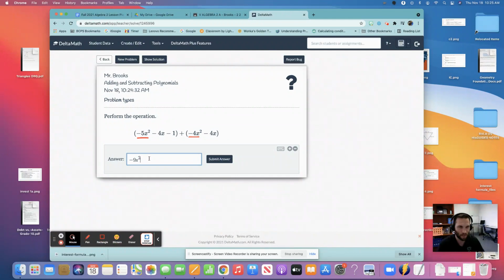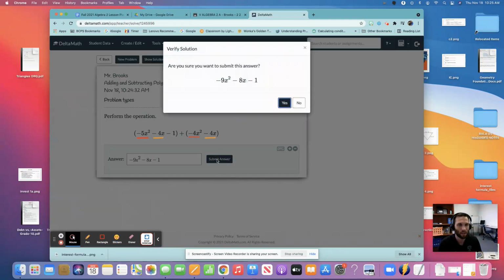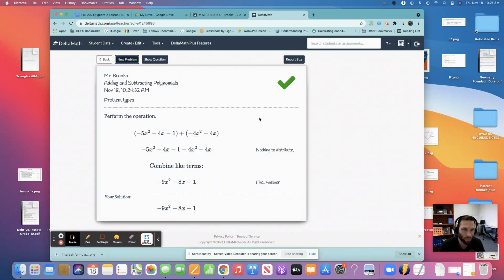Notice that the exponent does not change, okay? When you add and subtract, you don't change the exponents. When you multiply, you change the exponents. The next one is going to be negative 4x and negative 4x, okay? And this is negative 8x, and the exponent does not change. And then negative 1 is just negative 1, and that's how to do it. Okay, so easy peasy.